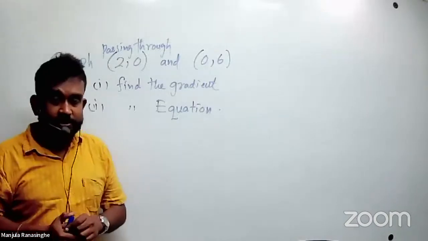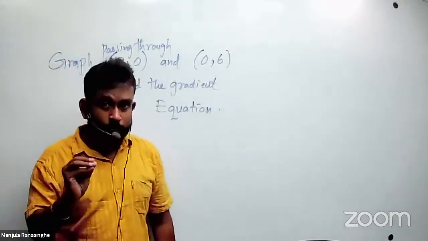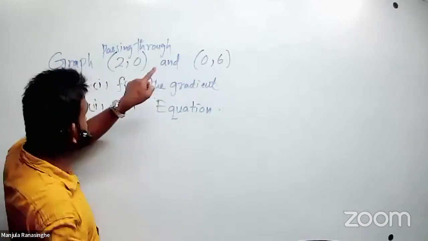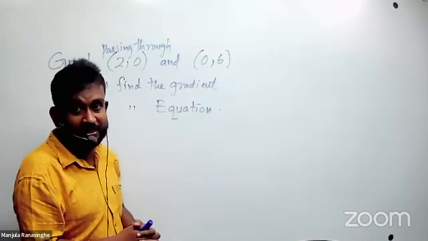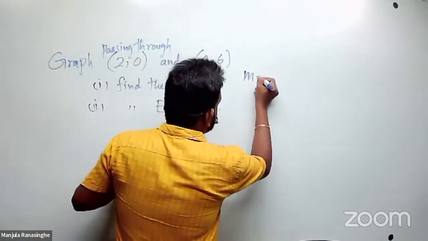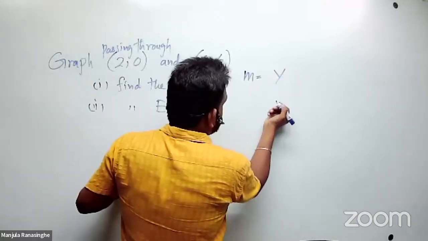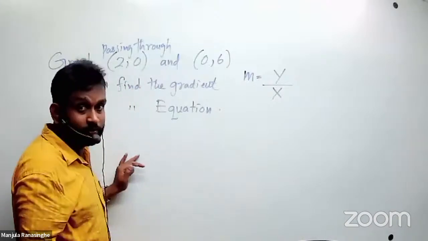So first question, find the gradient. You know that to find the gradient we should have 2 points. Is it given? Yes, 2 comma 0 and 0 comma 6. Clearly 2 points are there, so we can find the gradient. How do we know that? Y difference over x difference, the y coordinate difference over the x coordinate difference. Shortly I write y upon x.